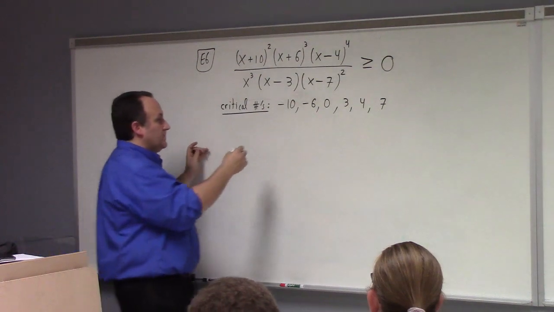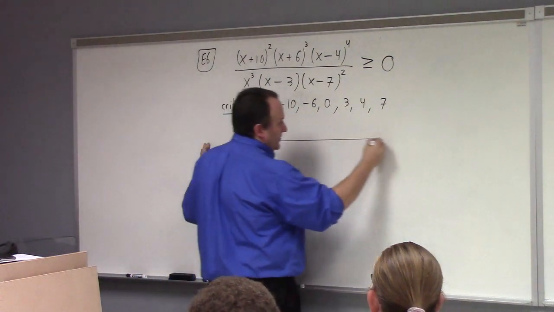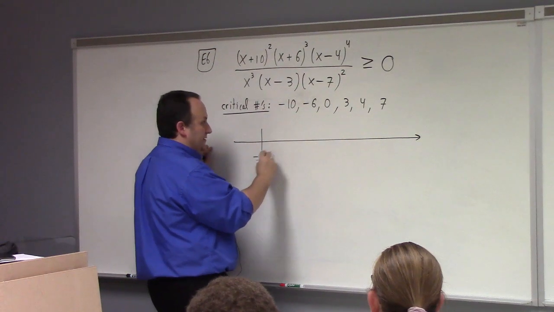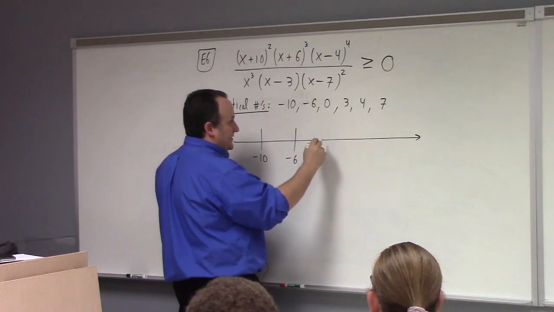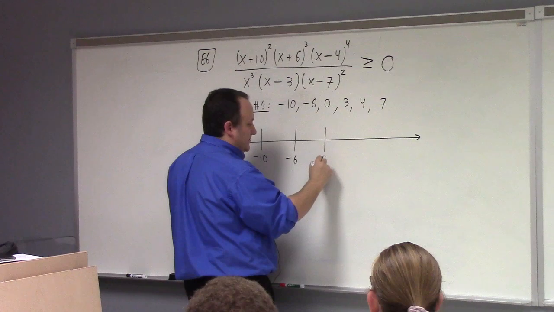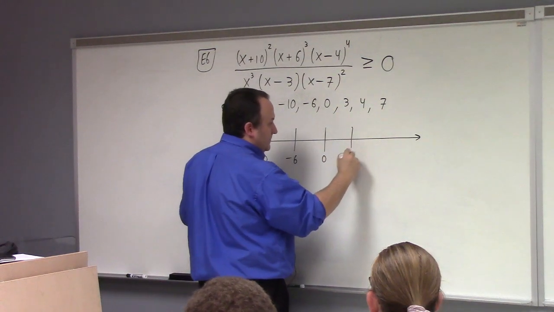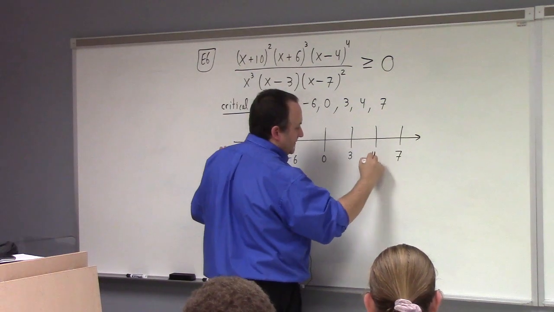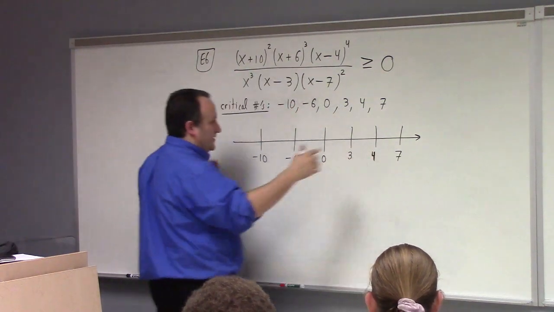So there it is. And then I draw a number line. All right? And I put these down. They don't have to be exactly to scale or anything. It's just an organizing chart, right? It doesn't have to be to scale. So just enough to keep track of things.